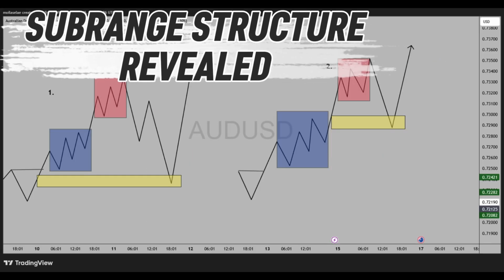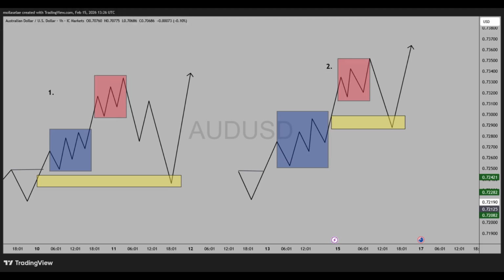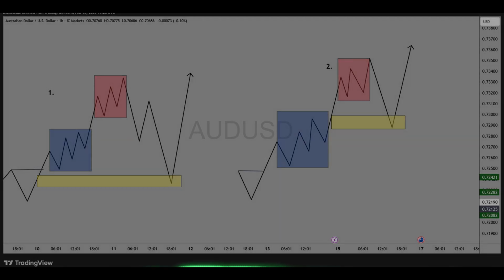Subrange structure revealed. Now we go deeper. Look at this chart. The blue box is our range structure. A strong move occurs and creates a subrange structure in the red box. Subrange structure is similar to range structure, just extended. It follows the same rules, the same patterns, the same logic.